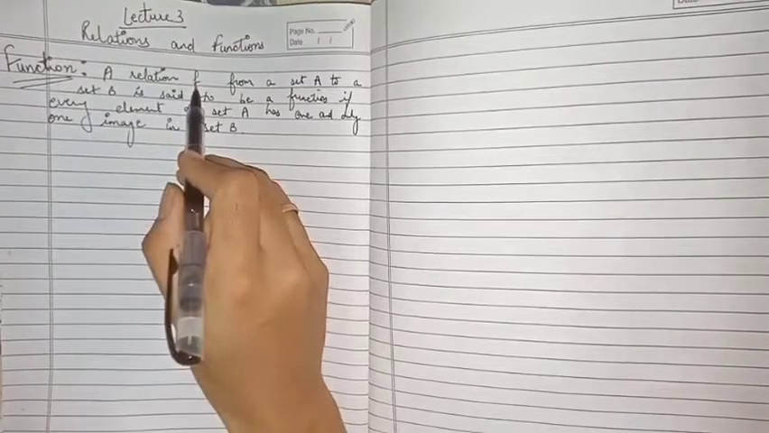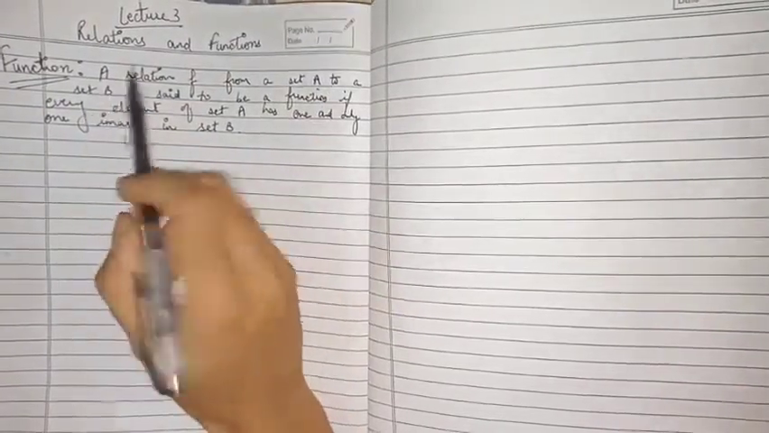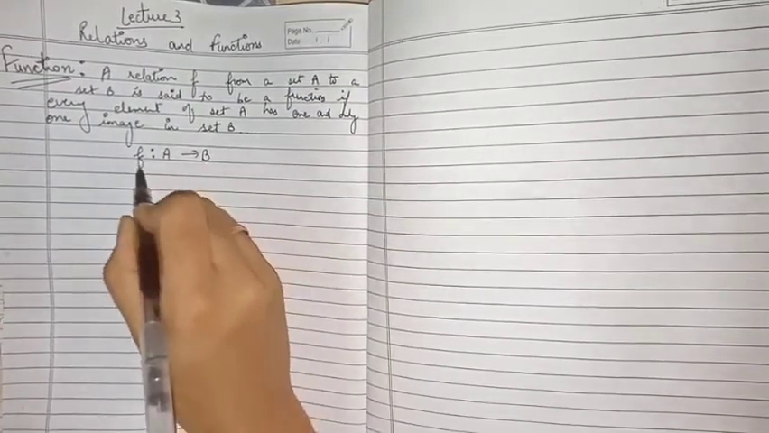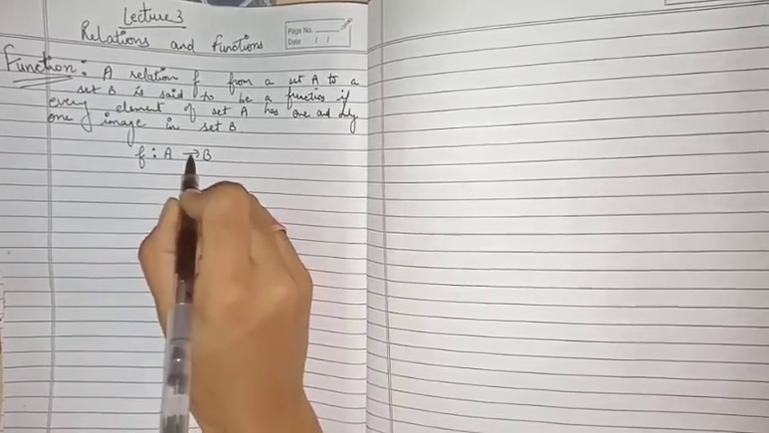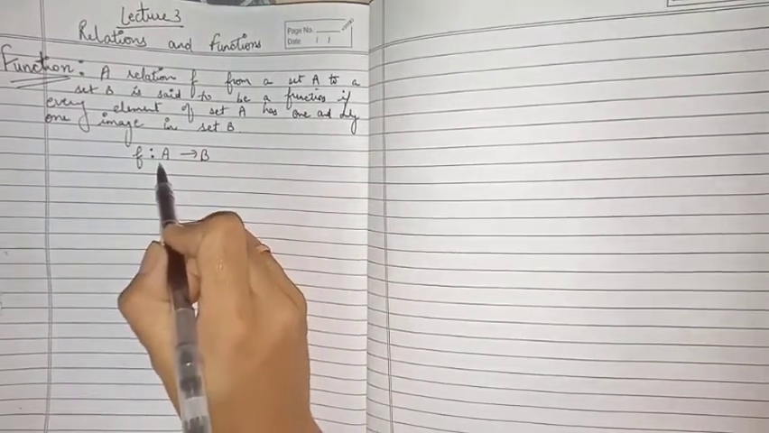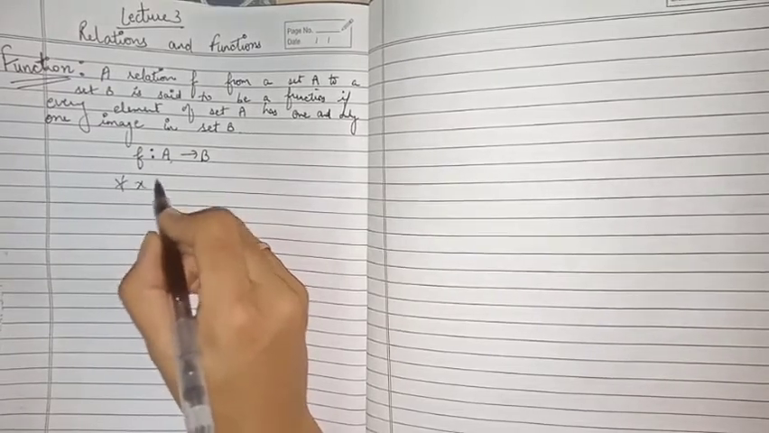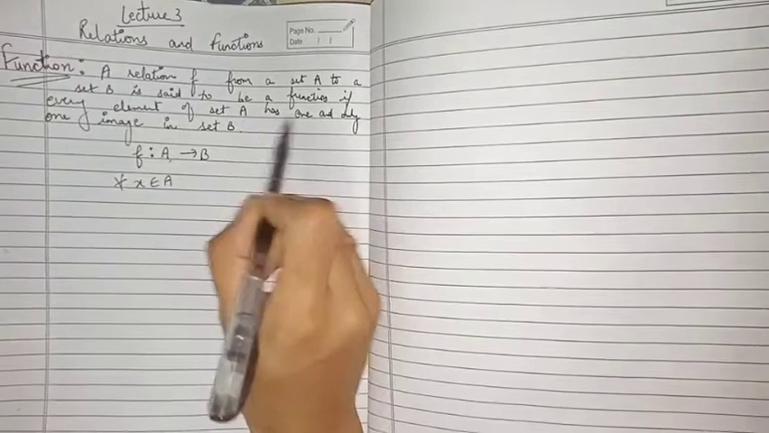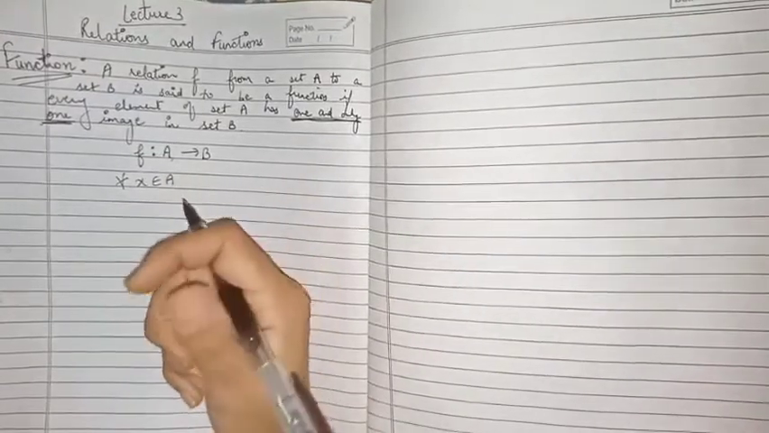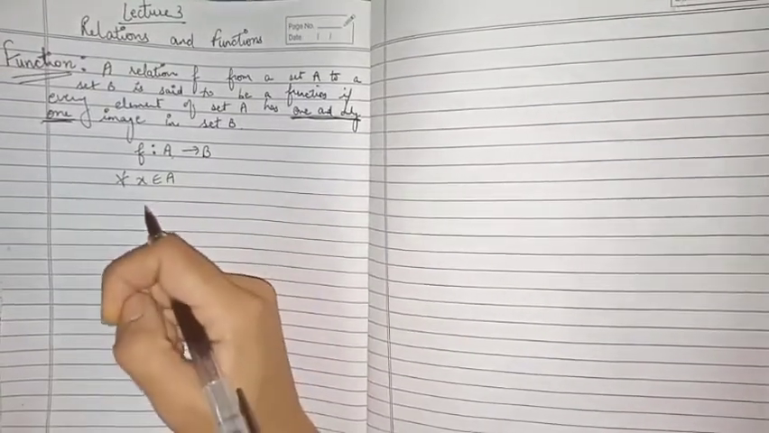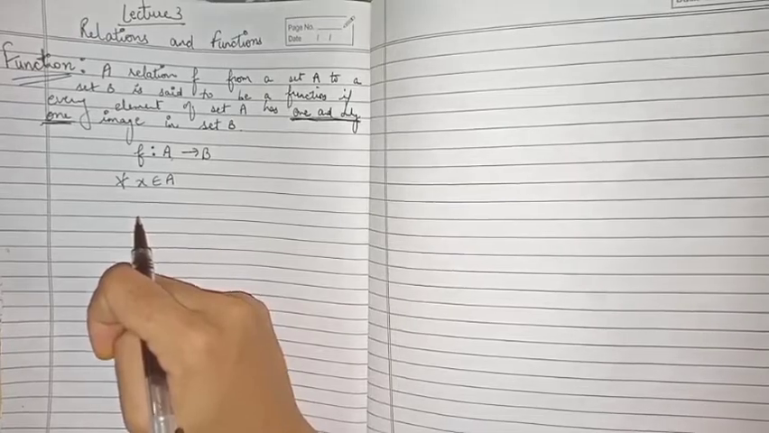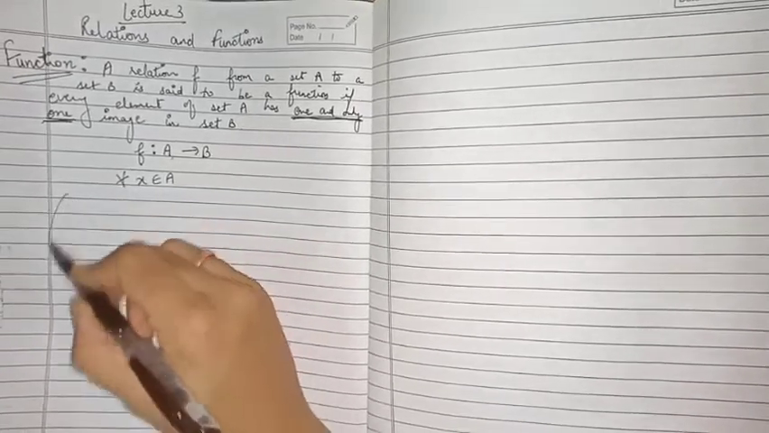A relation f from a set A to a set B. This we can denote by f: A → B. This means a function f from set A to set B is said to be a function if every element of A, for all x belonging to A, has one and only one image in set B. In other words, a function is also a relation from a set A to a set B such that the domain of f is A and no two distinct ordered pairs in f have the same first element.